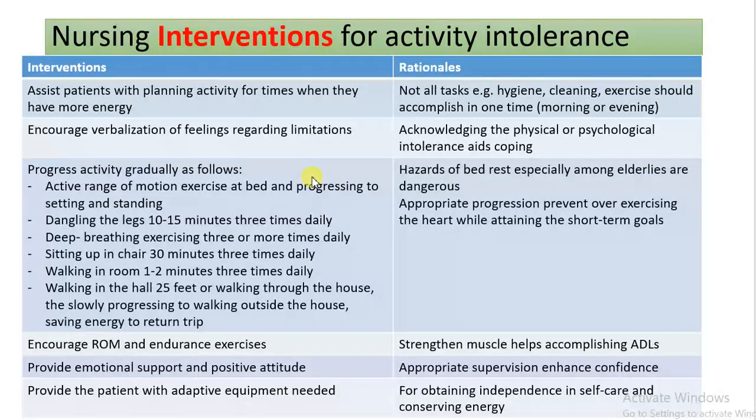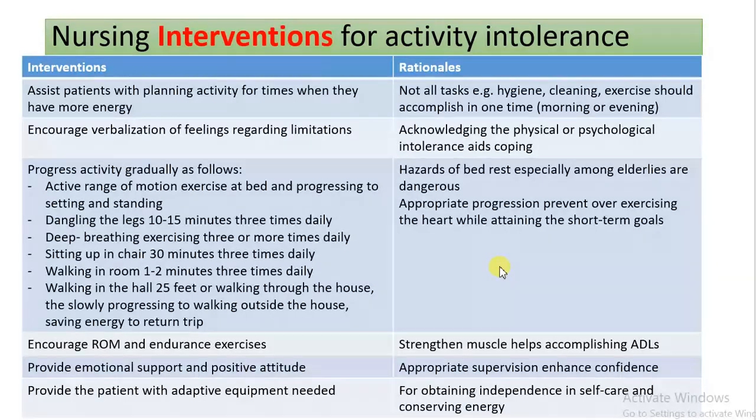It helps them to maintain their respiratory capacity, and also it helps them to reduce their anxiety, depression, and stress. Sitting up in a chair 30 minutes 3 times daily. Walking in the room 1 to 2 minutes 3 times daily. Walking in the hall 25 feet or walking through the house, slowly progressing to walking outside the house. Saving energy for the return trip. These activities should be done gradually.